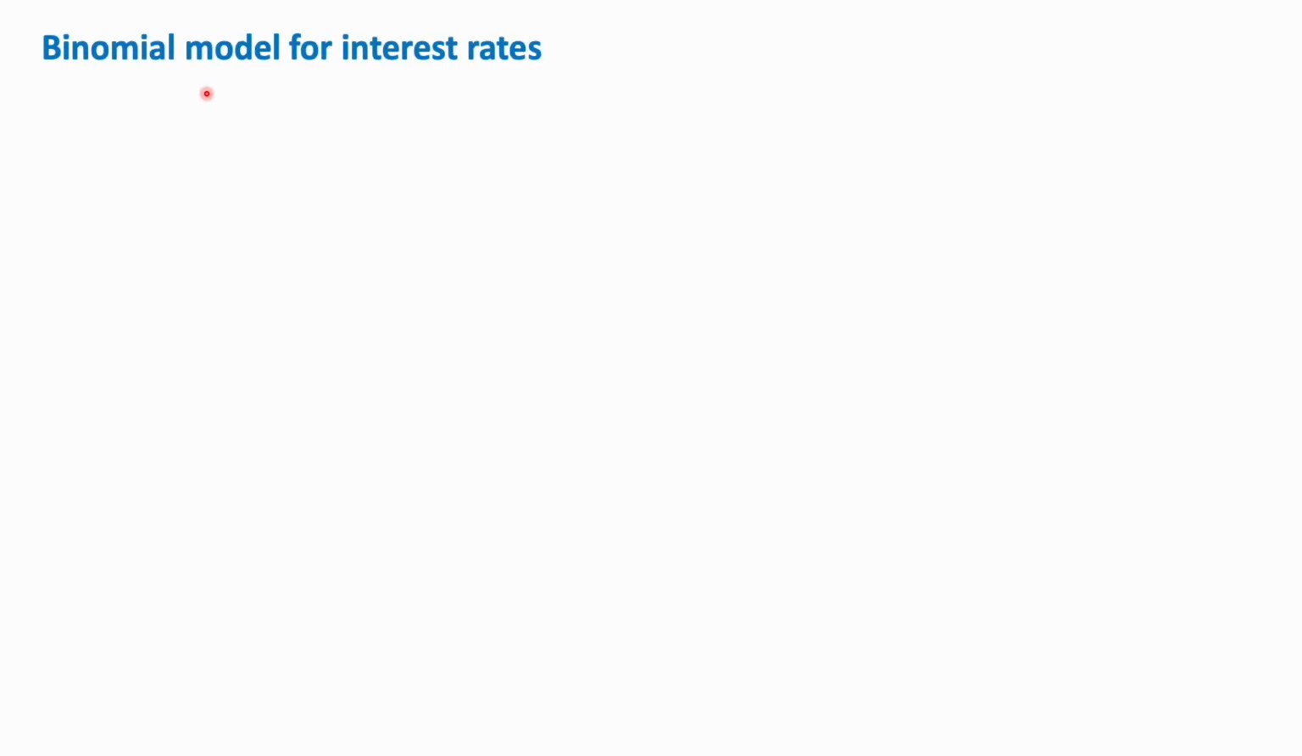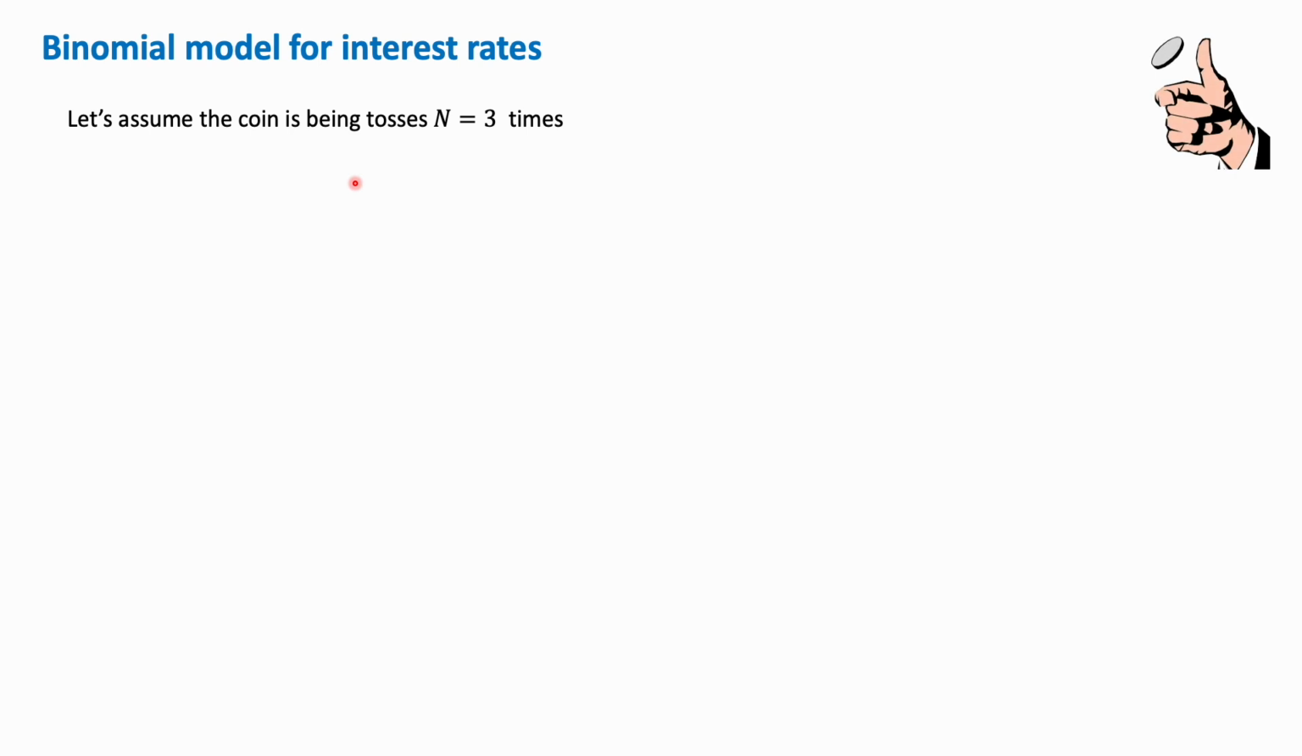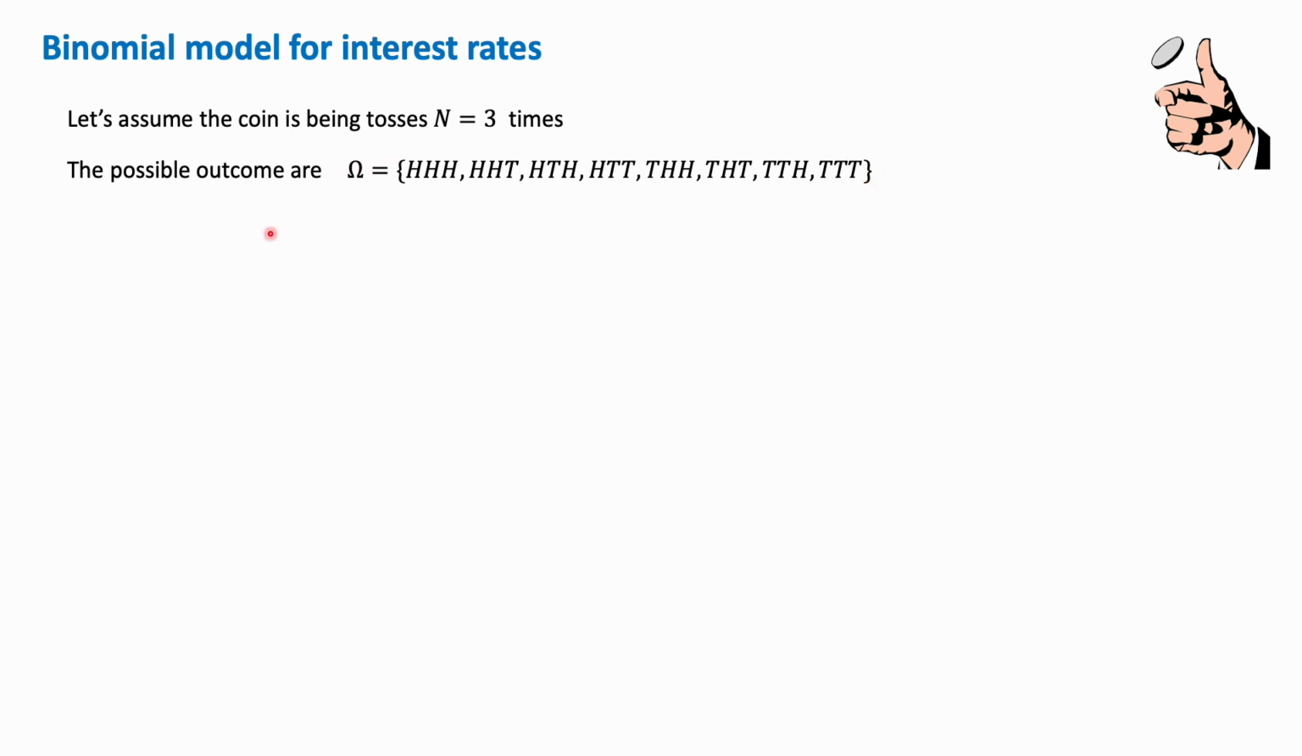Okay, binomial model for interest rate. Let's assume that we have a coin and we toss it n equals 3 times, right? So maybe the first coin toss, we get a head. The second one, we get a tail. And the third one, let's say we get another head. We're listing here all possible potential outcomes from this experiment.